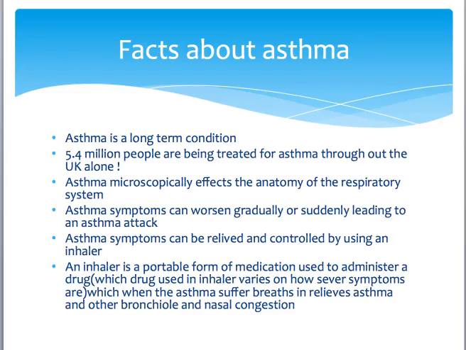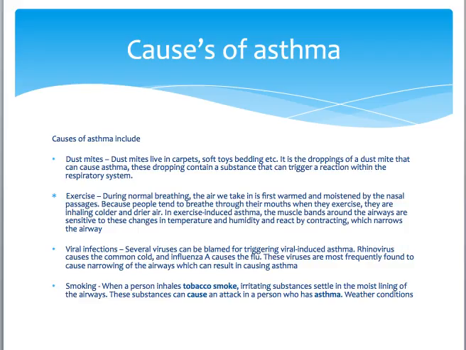So first of all, I've given you an overview of what asthma is, I've given you some key facts. And then I've gone on to talk about the causes. Now, the causes, it's really important you do this properly. So the criteria asks us to explain. So here I've said dust mites, and I've explained why dust mites cause asthma. Then I've talked about exercise and how exercise causes asthma. Then I've talked about viral infections and stated how viral infections can cause asthma, and then finally talked about smoking. You should have a number of causes in this section, and always explain how it causes the disorder that you're talking about.